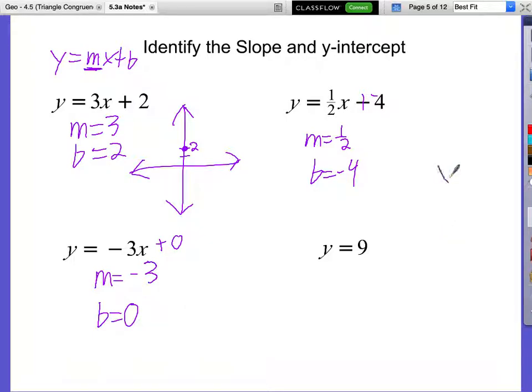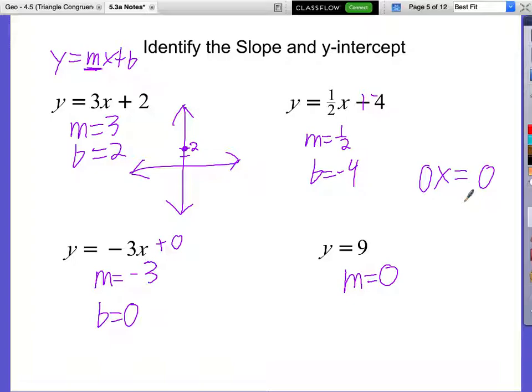So if there's no x, what had to have happened? What had to be multiplied with the x to get rid of it? 0. 0, because 0 times anything is 0. We wouldn't write that. So what's our slope here? M equals 0. Our slope is 0.